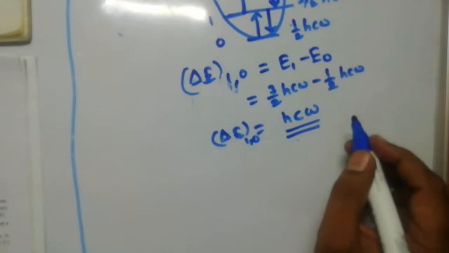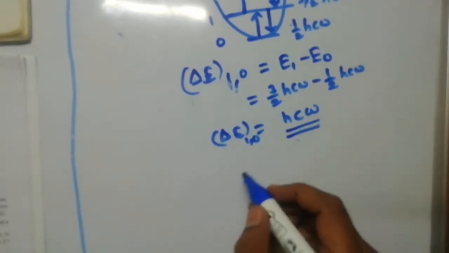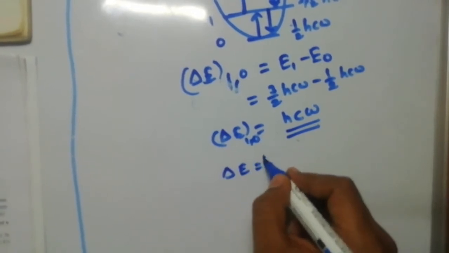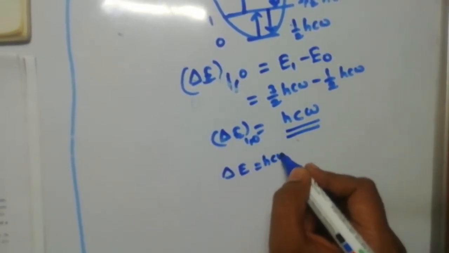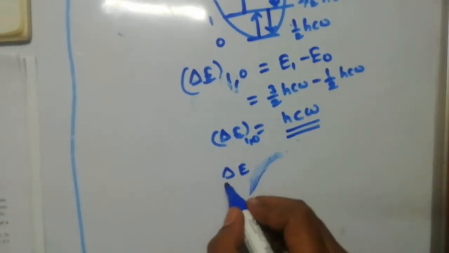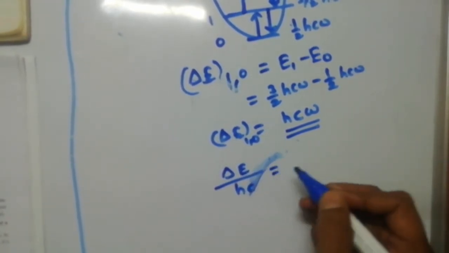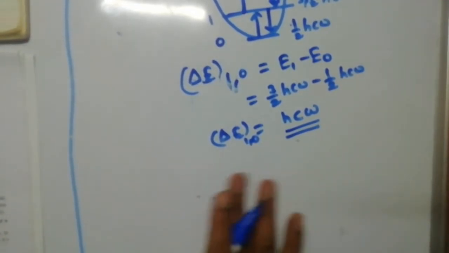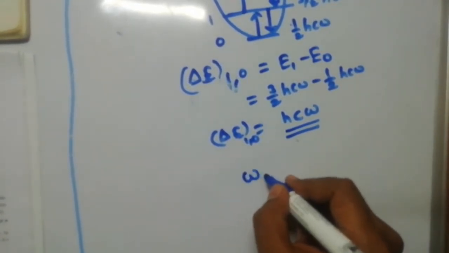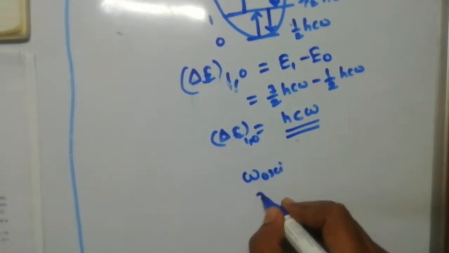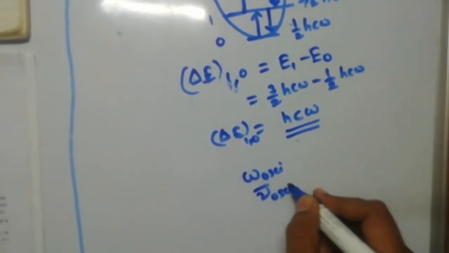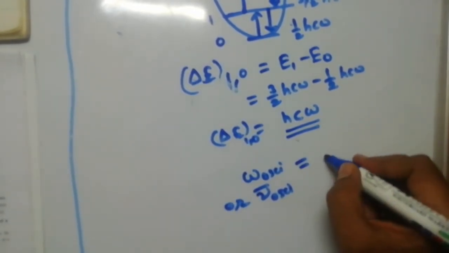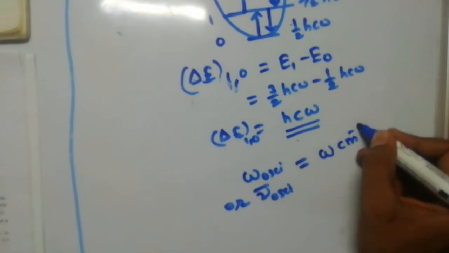If you want to get the value of omega, you know that delta E equals Hc omega. So if you divide delta E by Hc, you will get the wave number of the line. So omega oscillation, or in other words nu bar oscillation, will be equal to omega centimeter inverse.